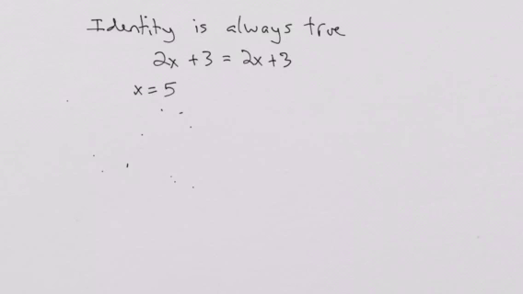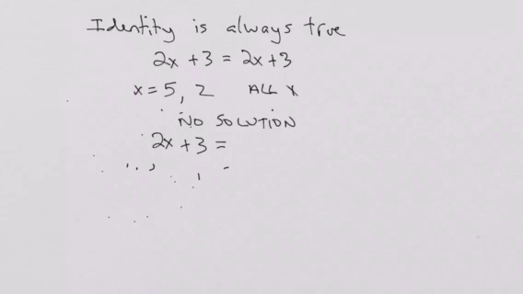x equals 5 would make 13 equals 13. x equals 2 would make 7 equals 7. It's true for all x. Something that has no solution has to have some kind of contradiction to it. And really, frankly, we could take this same example and barely change it. I could say, this is for the no solution case. I could say 2x plus 3 equals 2x plus 4.